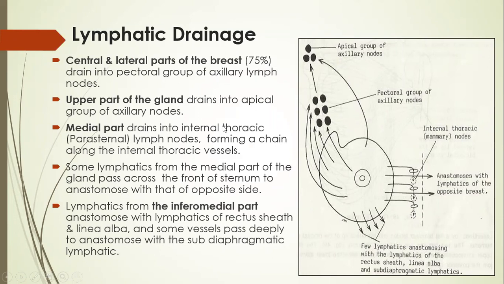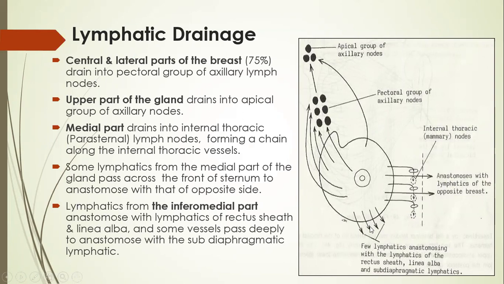The medial part drains into the internal thoracic lymph nodes. From there, it crosses to the opposite side and it can infiltrate the other breast also. Some lymphatics from the medial part of the gland pass across the front of the sternum to anastomose with the opposite side. As I said, these lymphatics can cross to the opposite side and infiltrate the opposite breast. The lymphatics from the inferior medial part anastomose with the lymphatics of the rectus sheath.